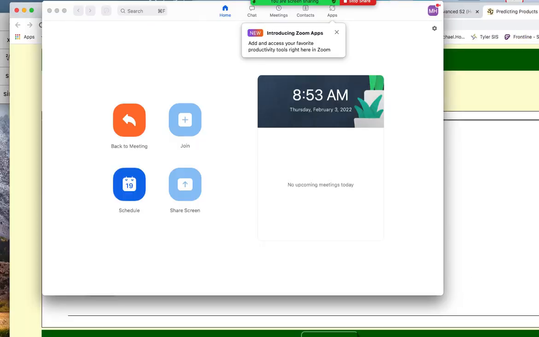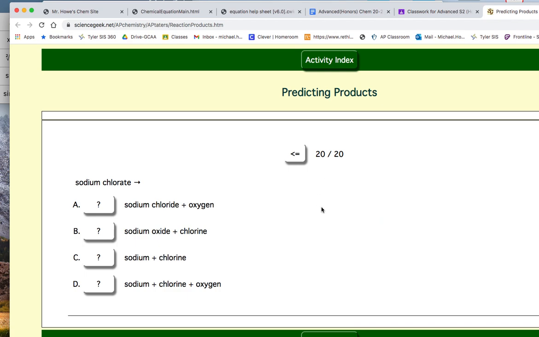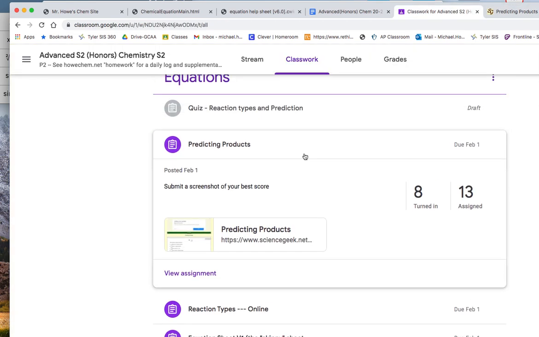And Jakaya, this is one of the assignments that you're missing. But it's related to the cut and paste activity we did last week. So it's one of the things we did last class.